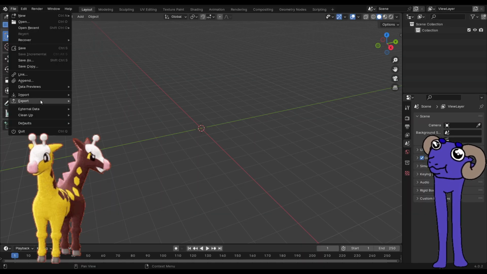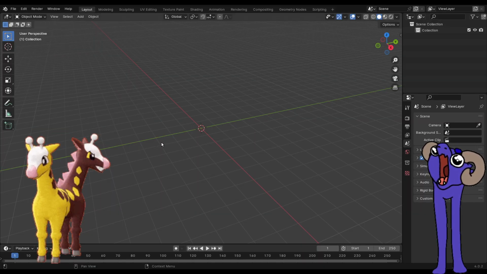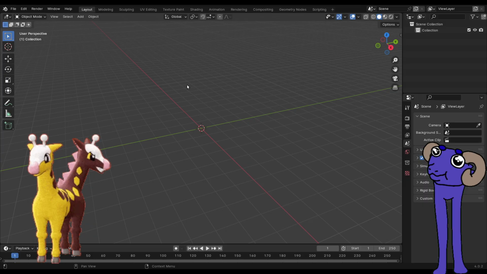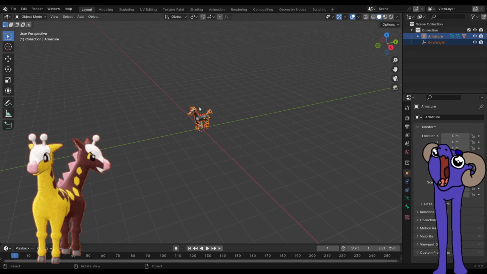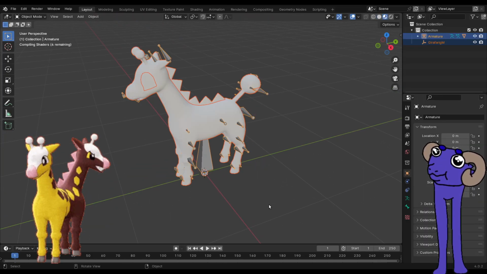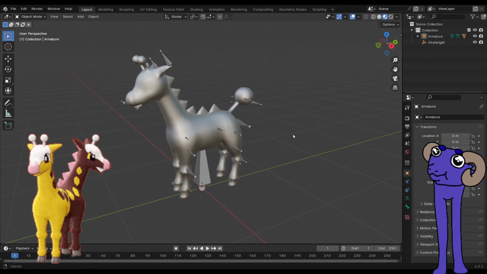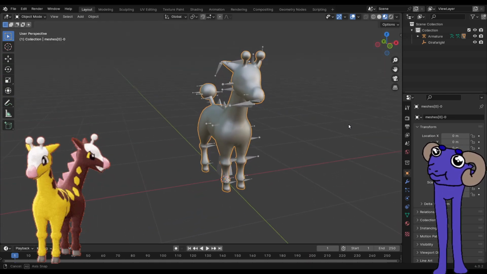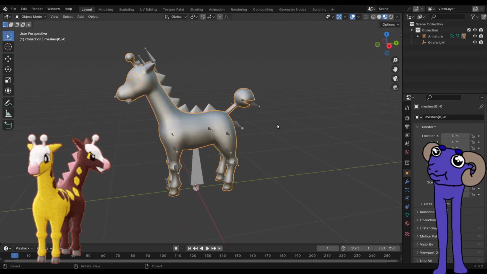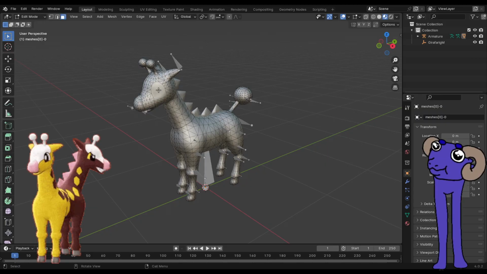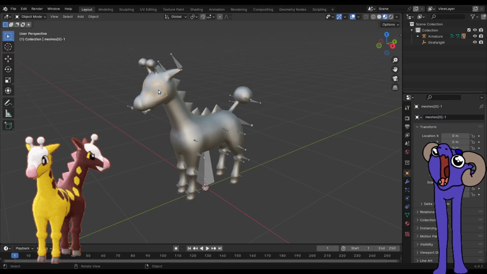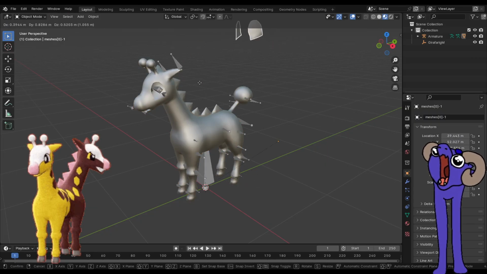does that work? File, import, FBX, and we want that one. Oh my god, it worked. Look at them go. The textures are missing, but we can fix that. That's fine. Oh god, what is wrong with your eyes? What are those?